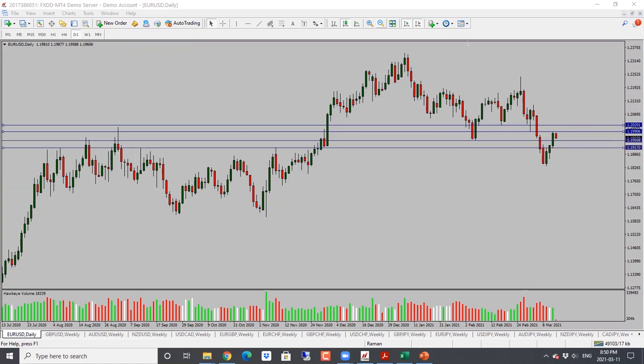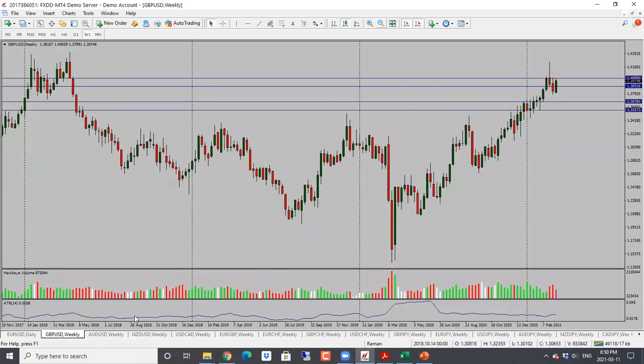So right now, neutral to bullish, but with the ECB increasing the printing of money, that would be negative for the euro. And also the treasury yields are going up again, so that could be good for the US dollar as well.